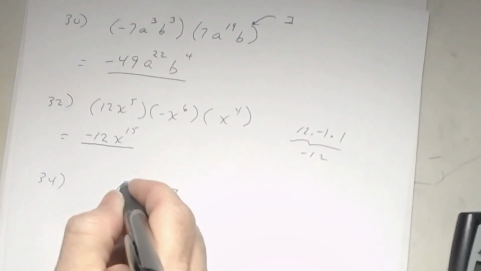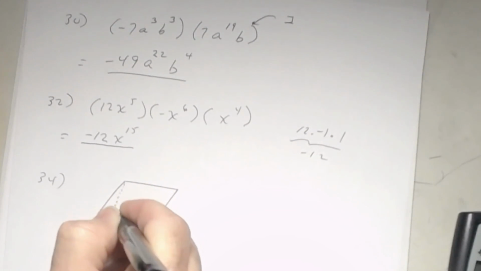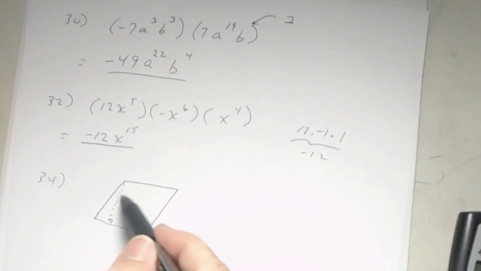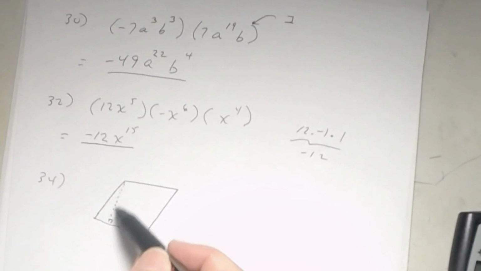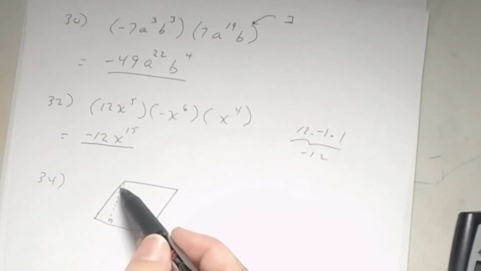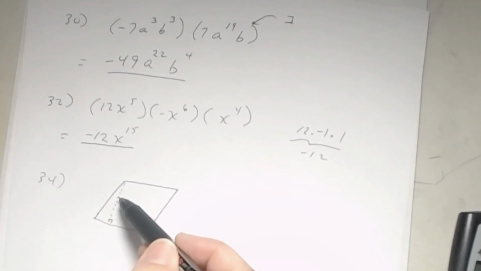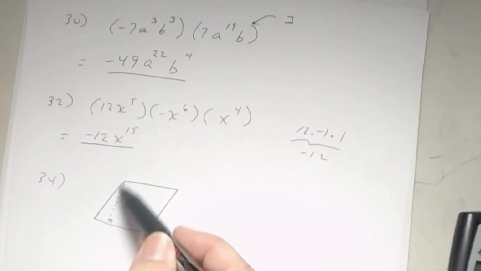Oh, and also remember this from high school geometry. So, you see this dotted line? Let's see if any of you remember this. What does that dotted line represent about this parallelogram? Do you remember? Height. That's the height of the parallelogram.